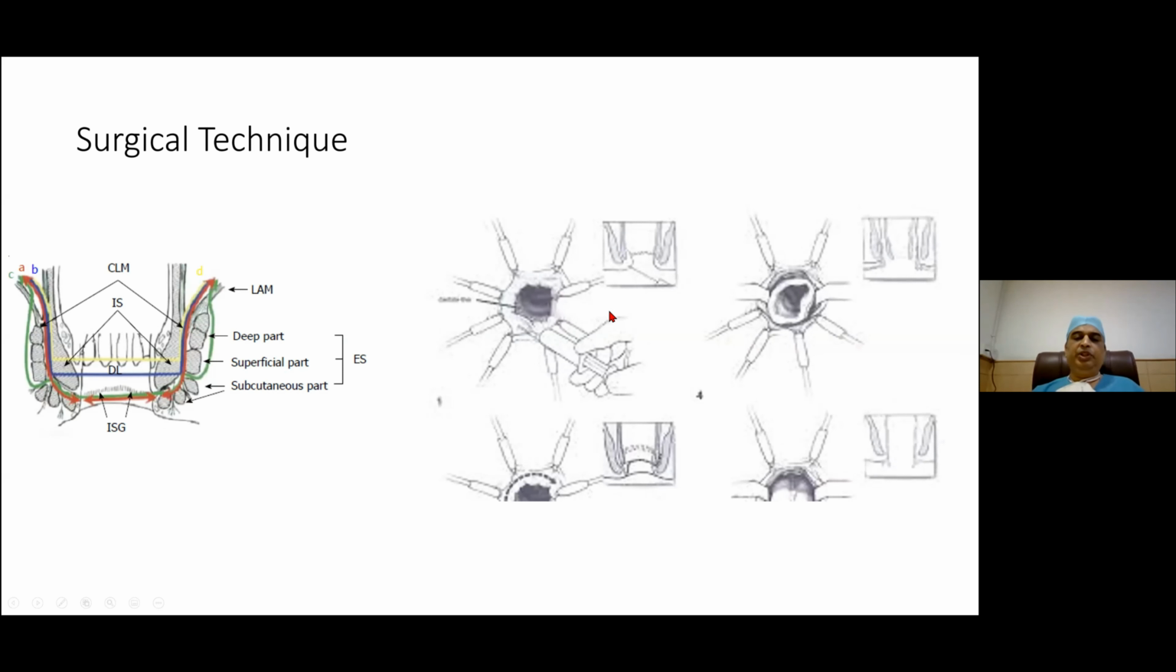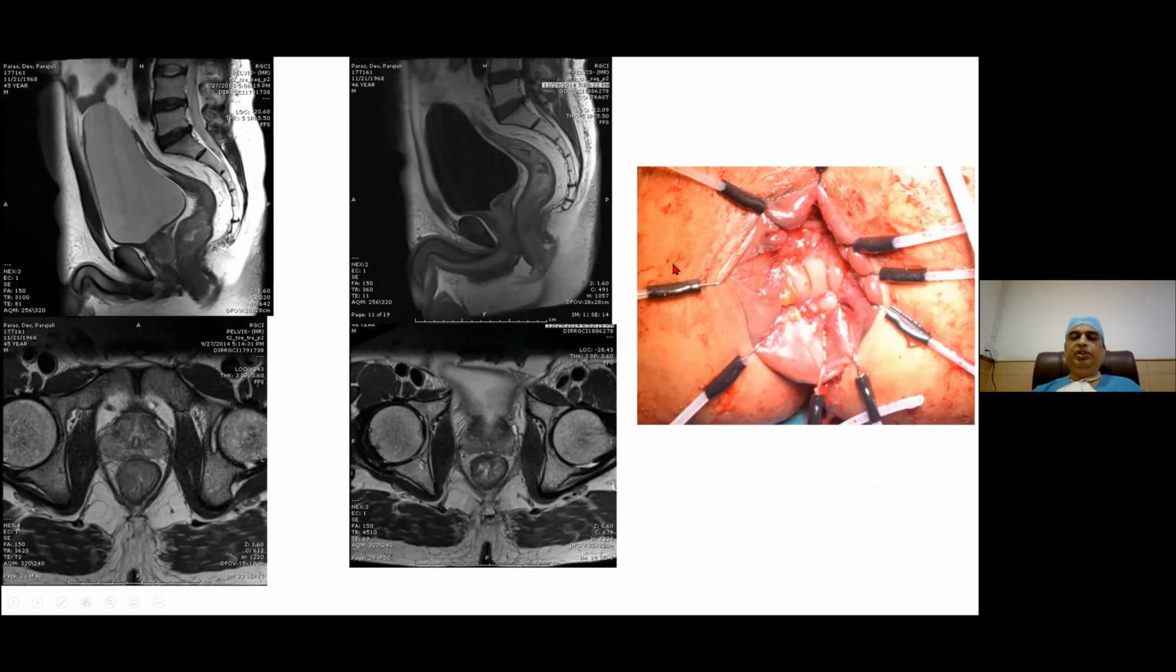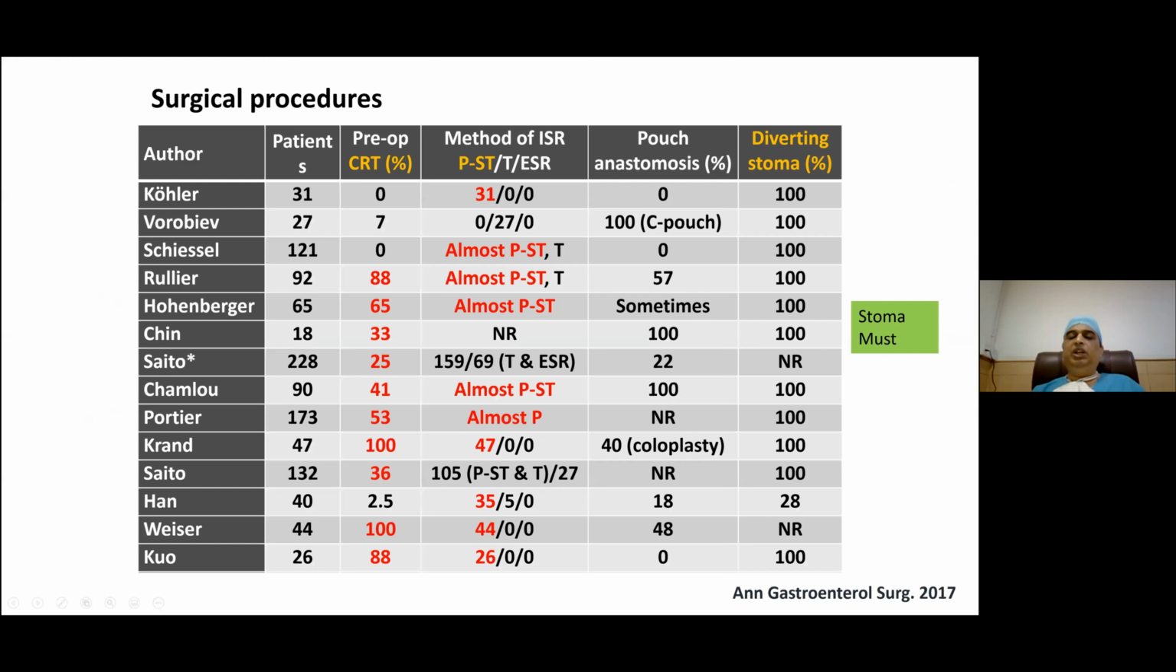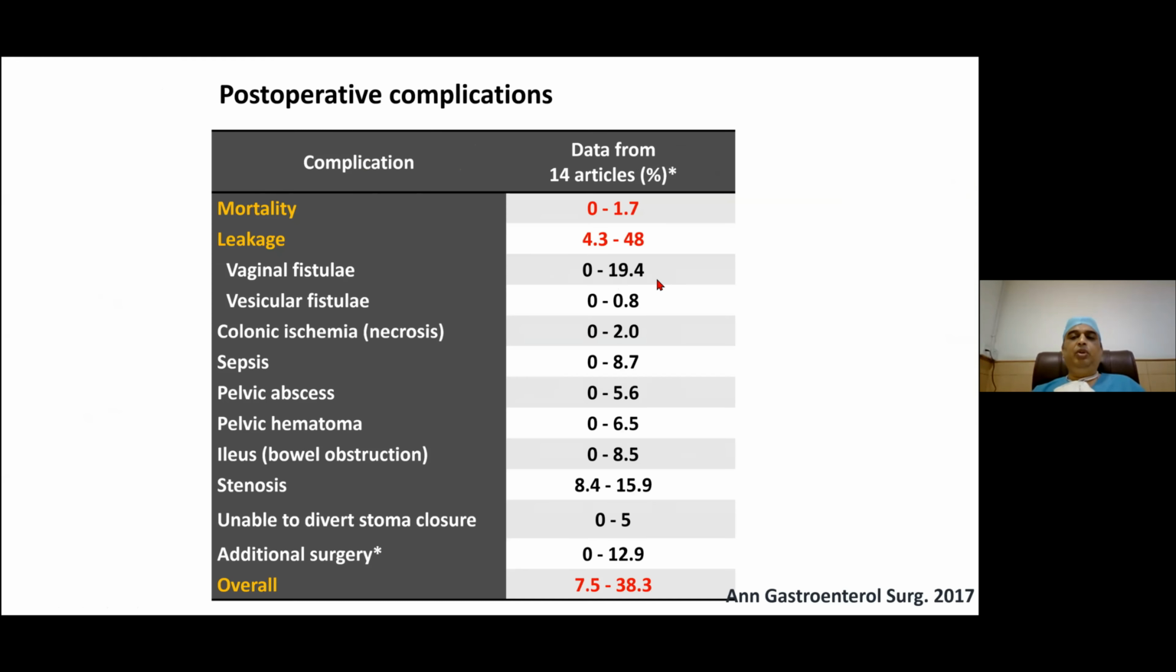This is one of our patients after neoadjuvant chemoradiation. We did an ISR with anastomosis at the dentate line. So in most of the cases of intersphincter resection, you have to make a stoma. You can't leave it because it is too low and you can't take a chance. Always you have to divert. And if you see the complications, the mortality is almost similar to low anterior resection. Leak rate is around 4 to 10%, and overall morbidity is 7 to 30%.